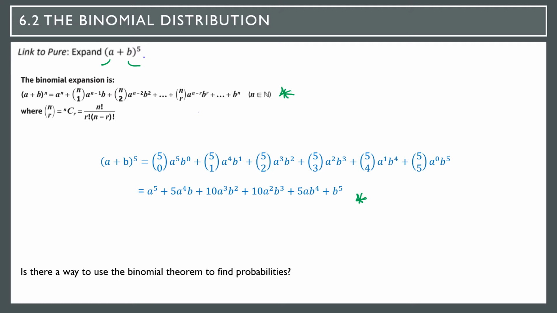That being said, what I want us to do now is to consider whether there is a way to use the binomial theorem to find probabilities. So if everybody can just pause the video and have a think about that question. So hopefully everybody took some time to consider this question. The answer is yes. If a and b add up to 1, then this type of expansion can be used to represent a probability distribution, and we're going to touch slightly more on that on the next slide.